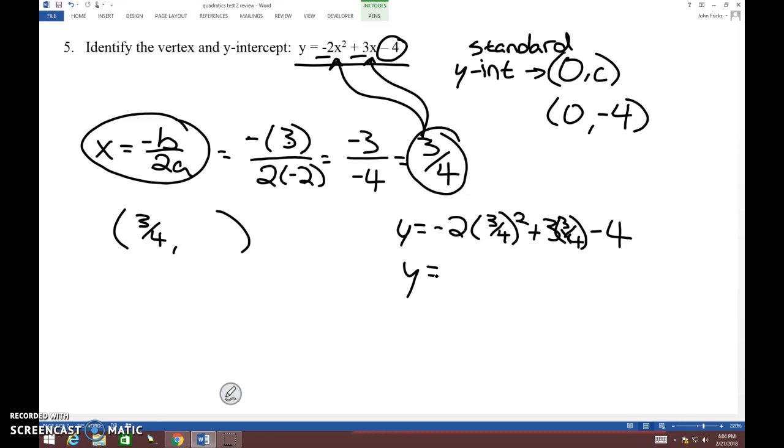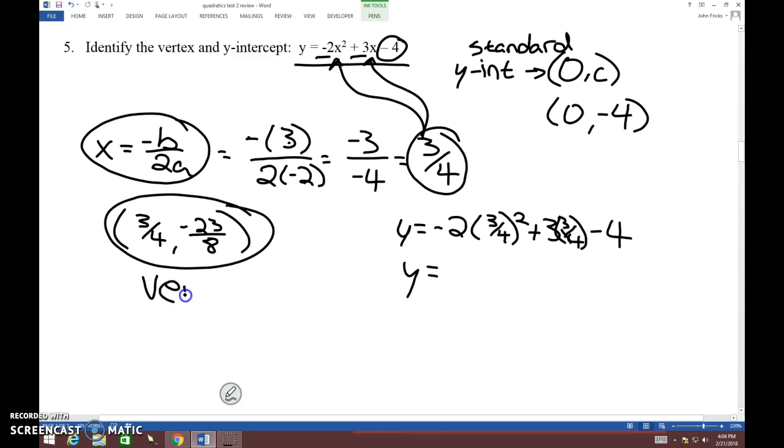I believe the answer is, actually I'm going to need to substitute it into a calculator, so give me 1 second. Alright, sorry about that. I couldn't remember if my answer was positive or negative. So here our answer is going to be negative 23 over 8. So once we identify those two values, that's going to give us an answer to work with. Now, that's going to be our vertex.